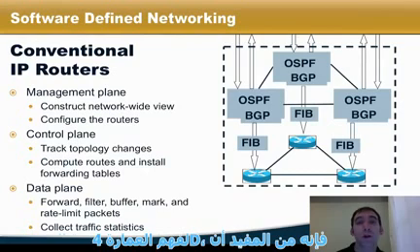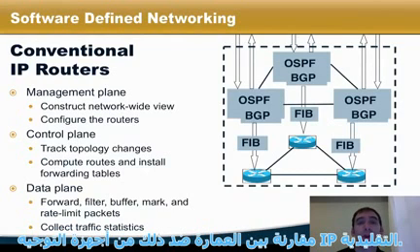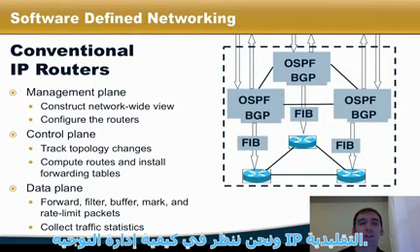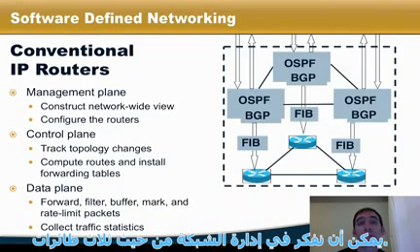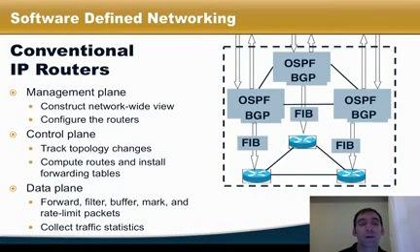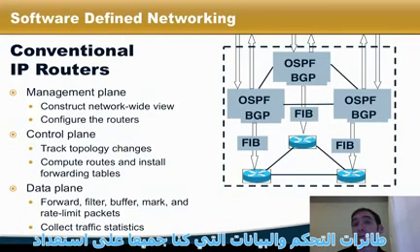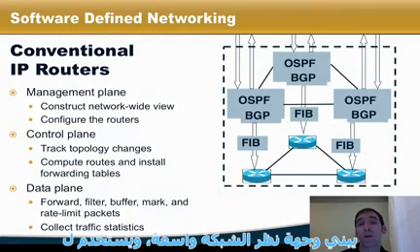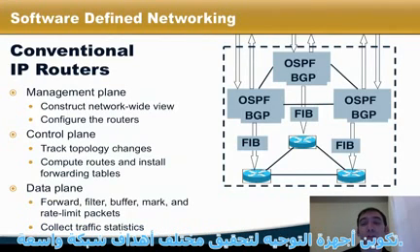To understand the 4D architecture, it's helpful to compare the architecture against that of conventional IP routers. If we look at how conventional IP routers are managed, we can think of network management in terms of three planes: the control and data planes, which we've already talked about, as well as a management plane, which constructs a network-wide view and is used to configure the routers to achieve various network-wide goals.